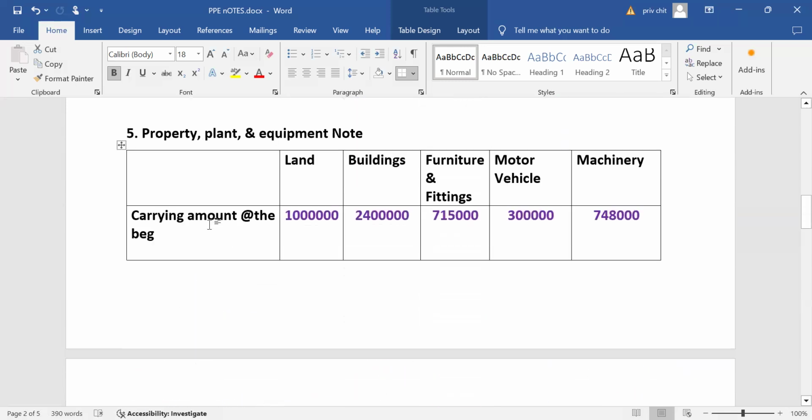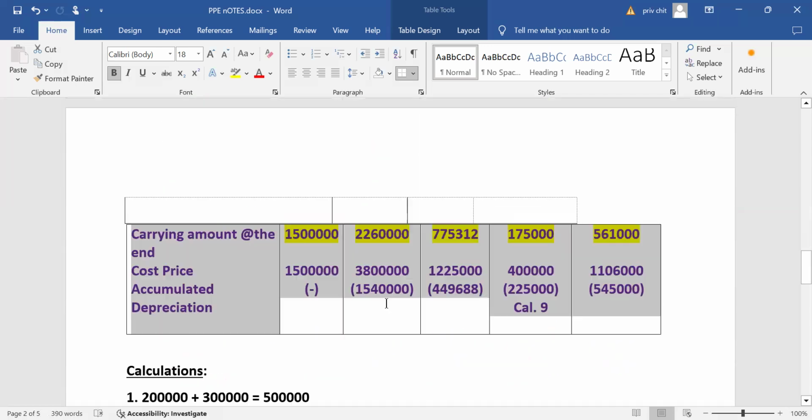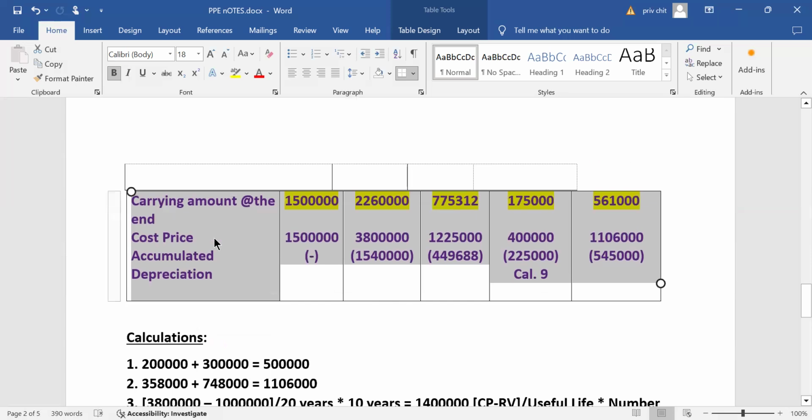at the very beginning of your financial period. So that's what you'll be putting as your carrying amount at the beginning. I'm talking now as if we're looking at the next financial period. So this 1.5 will be the opening balance in the following year of that organization.